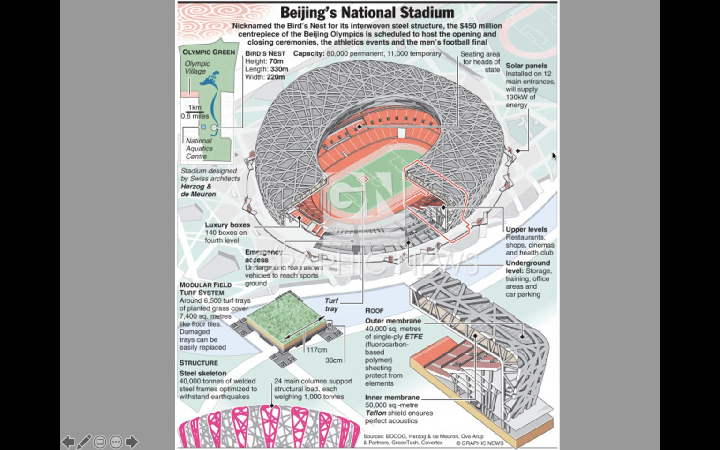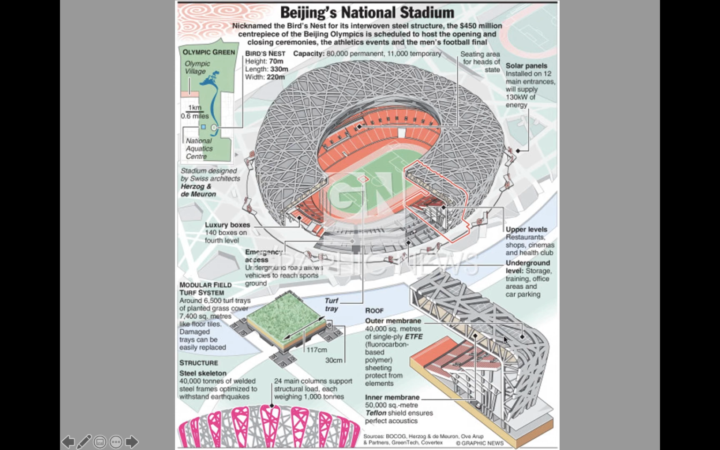So you can see that it's made up of solar panels installed on 12 main entrances that supply energy. We also see the upper levels include restaurants, shops, cinemas, and a health club. Underground are storage for training, and also office areas and car parking.